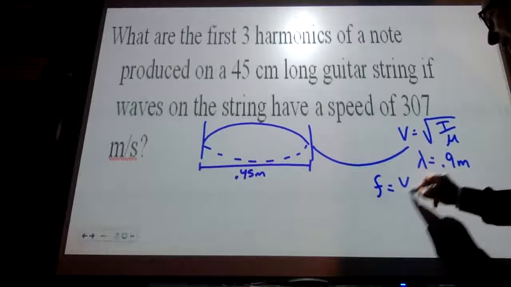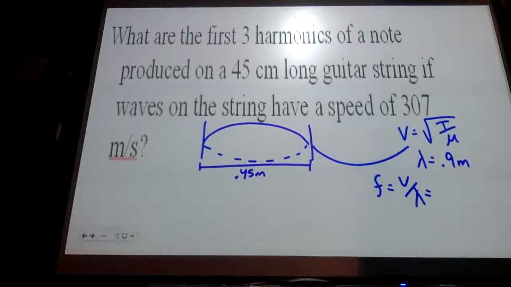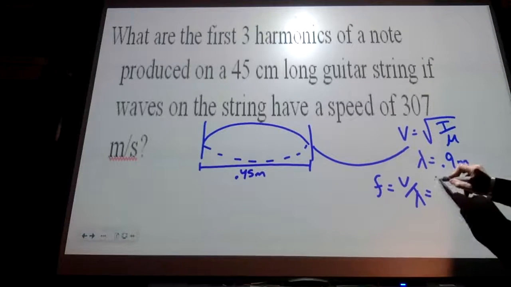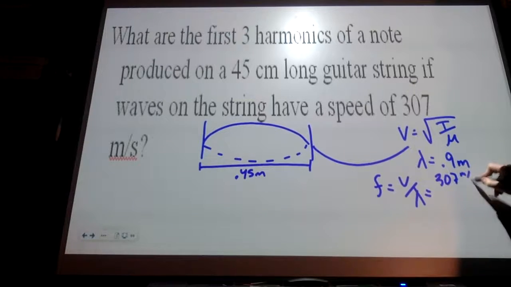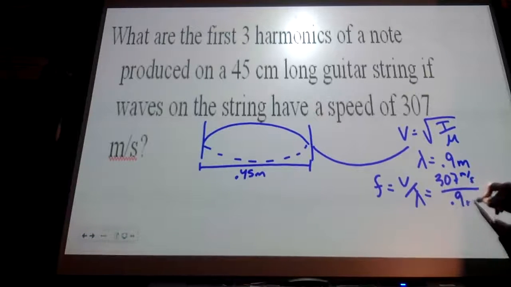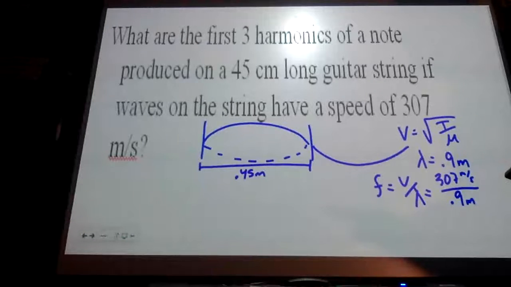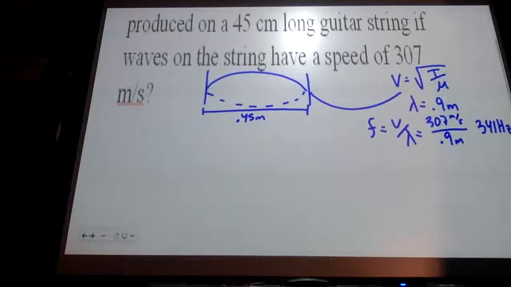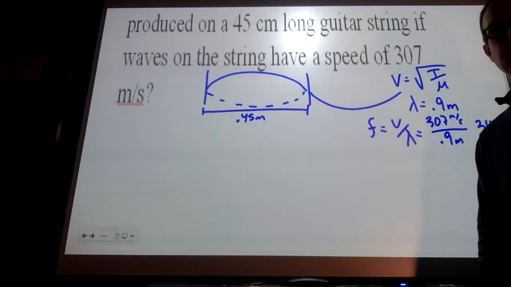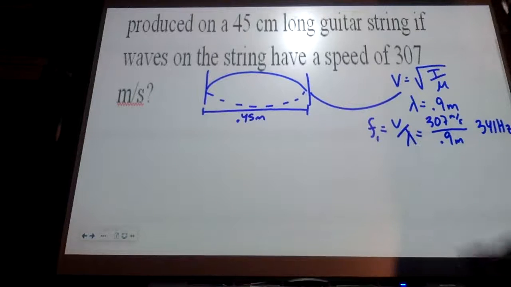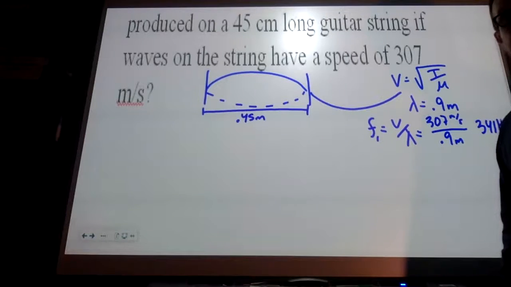So my frequency is going to be my velocity divided by that wavelength. So this is going to be 307 divided by 0.9, which is 341. All right, two ways to think about this. This is the fundamental frequency. To get my second harmonic or first overtone, I just double it.